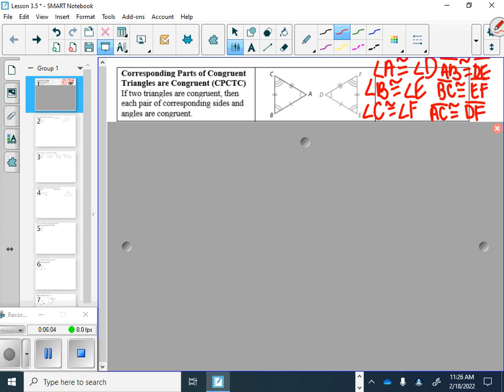So for the last one, AC is the 3 tick mark, so I need the 3 tick marks over here. I started off with A, which means I need to start off with D on the other side. Okay, so if I want to say these 2 triangles are congruent to each other, I can say triangle ABC is congruent to triangle DEF.